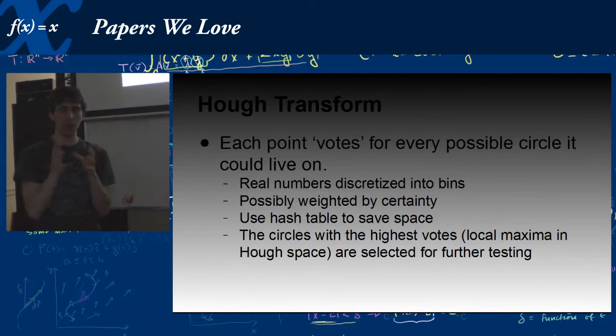Basically you just create an image of possibilities, although you don't usually use an image, you usually use a sparse structure, like a hash table of some sort, possibly weighted by the certainty that each of those points is contributing to the object that it thinks it belongs to. And the location with the highest number of votes by this method is the one that we guess is the true model of the object that we're looking for.